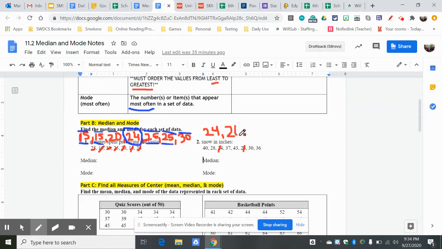24, 26, 28. My handwriting gets a little bit big on this thing. 30. So you need to be doing this along with me. 36, 37, 40, and 43. So now I'm going to count to make sure I have enough.